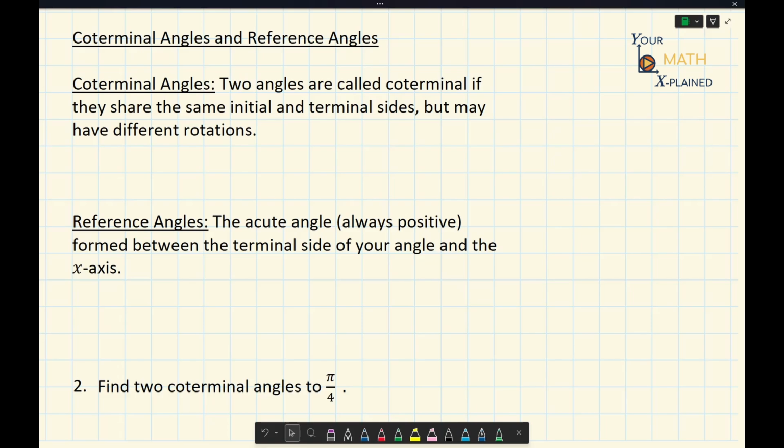A reference angle is the acute angle formed between the terminal side of your angle and the x-axis. And the reference angle is always going to be positive, even if your angle in standard position is negative. So let's see what we mean by that through a couple of examples.